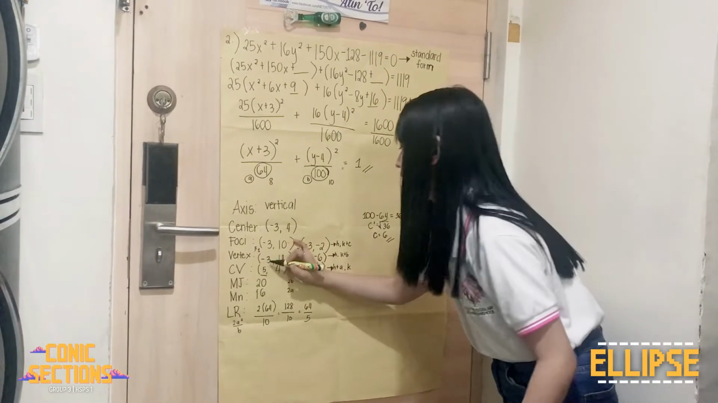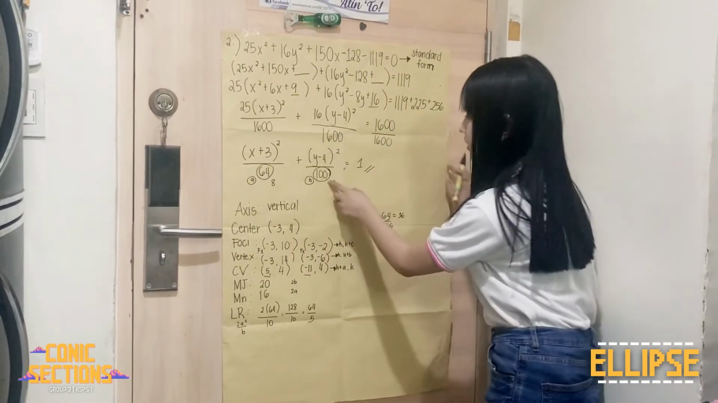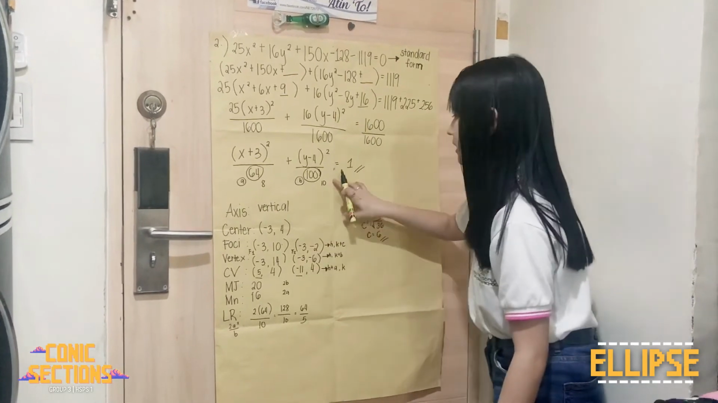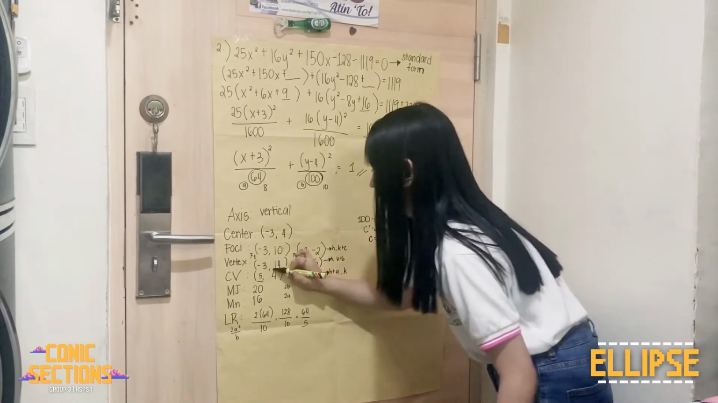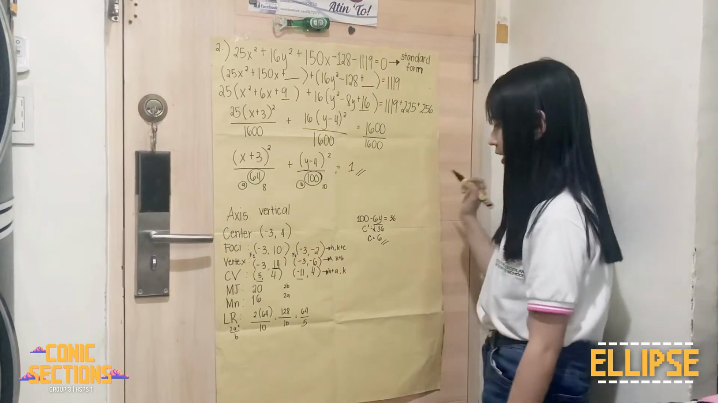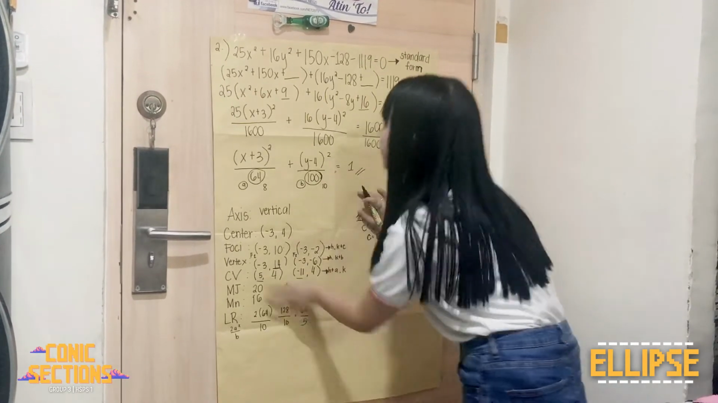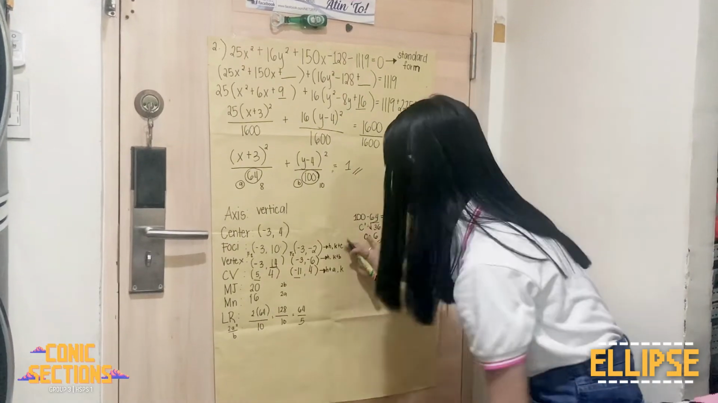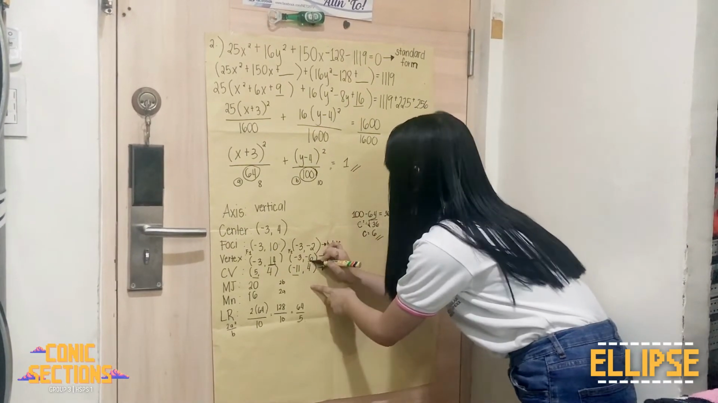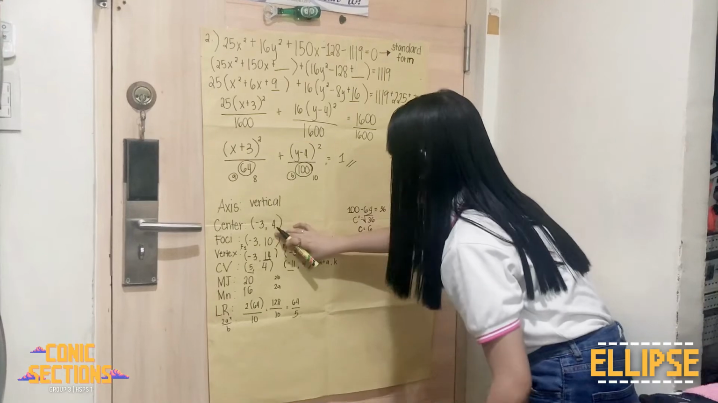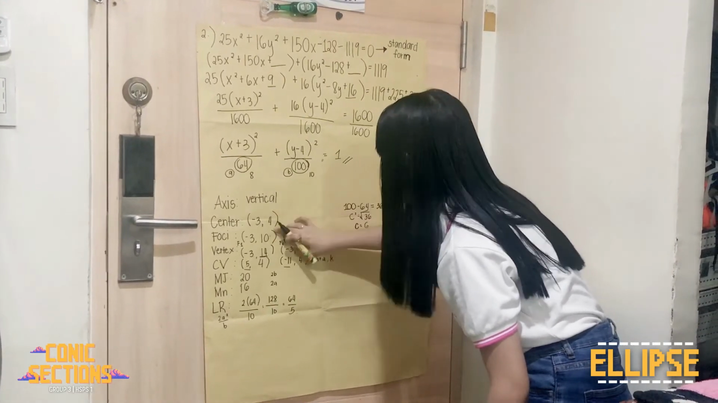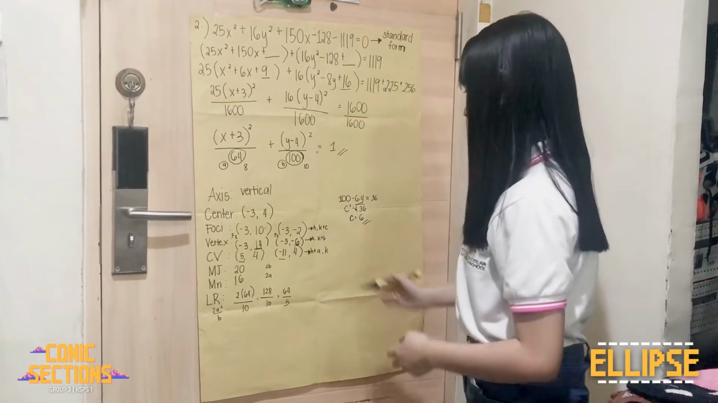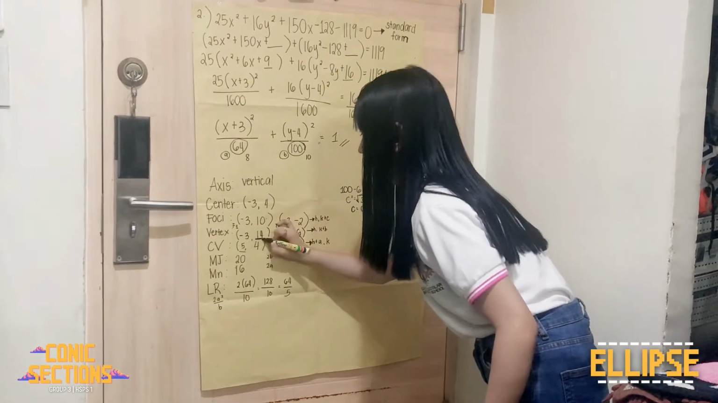So negative 3, and the b is here, the 10. So 4 plus 10 is equal to 14. So we get this 14. And then to solve for the CV, we have negative 10 minus 4, which is equal to negative 6. So we get this whole number here.